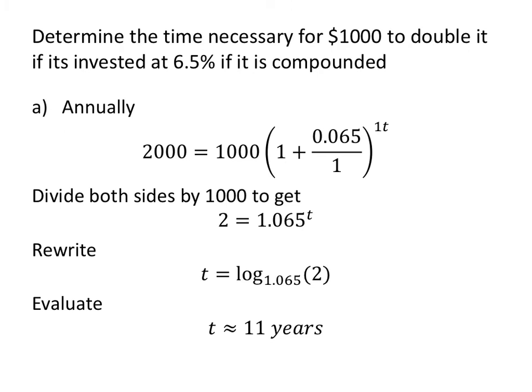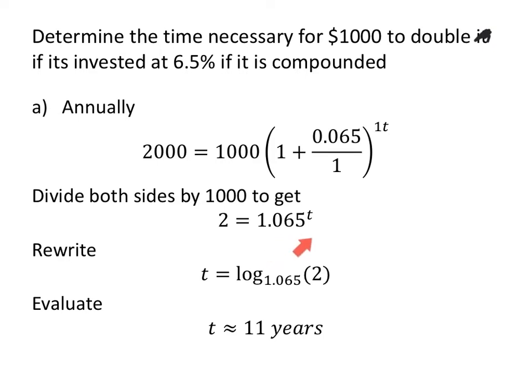Determine the time necessary for $1,000 to double if it is invested. Looks like we have an unnecessary word here. If it's invested at 6.5% compounded annually. Well, to double means my future will be 2,000. Initially 1,000. 1 plus interest rate over annually, n equals 1. I want to find my t value. But remember, I'm going to isolate the exponential part, so I'm going to divide both sides by 1,000. I get 2 equals 1.065 to the t.